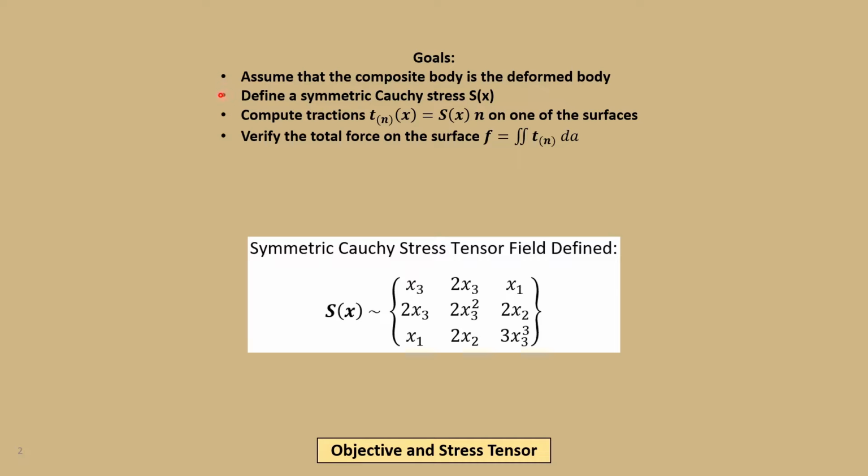And then we are to define a symmetric Cauchy stress tensor Sx, and then to compute the tractions using that equation that you can see right here on one of the surfaces of our choosing on that body, and then to verify the total force on that surface of our choice using this equation as defined here. So below I have defined my symmetric Cauchy stress tensor field that will be applied across my composite body.